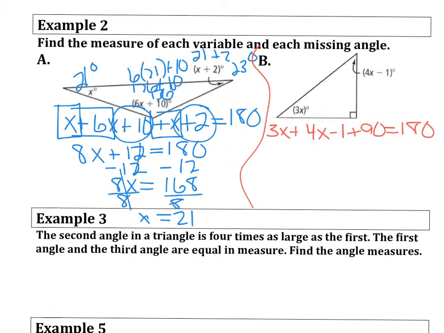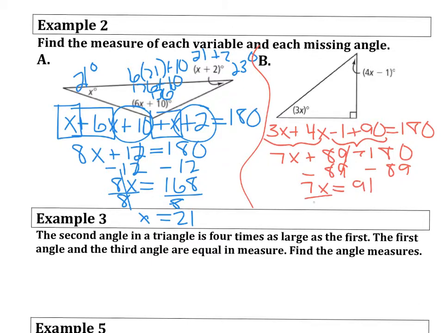I can group my x's together, so that's 7x. I can group my negative 1 plus 90 together, so that's going to be plus 89. And then that would equal 180. Now I subtract 89 from both sides, and I find that 7x is equal to 91. Now I divide by 7, and I find that x equals 13.